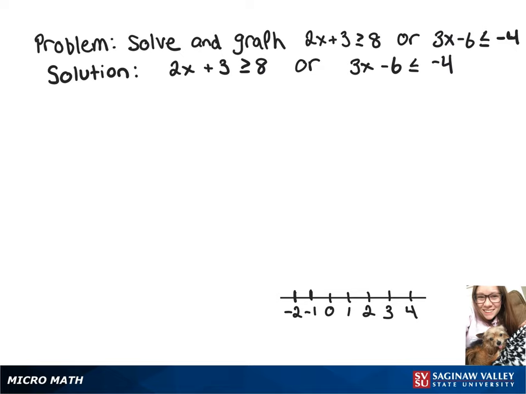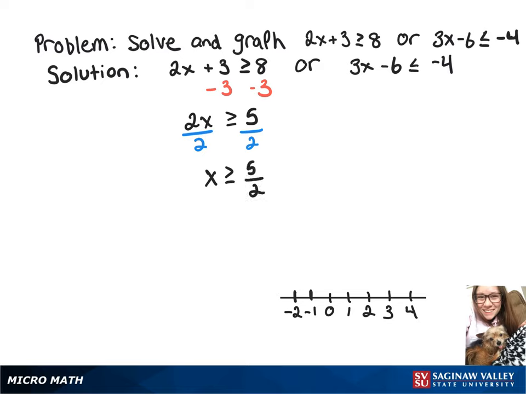In this video, we're going to solve and graph 2x + 3 ≥ 8 or 3x − 6 ≤ −4. So starting with our inequality on the left, we're going to subtract 3 from both sides. That's going to leave us with 2x ≥ 5. Now dividing by 2, we're going to get x ≥ 5/2.